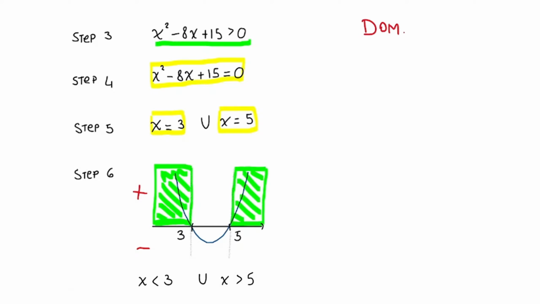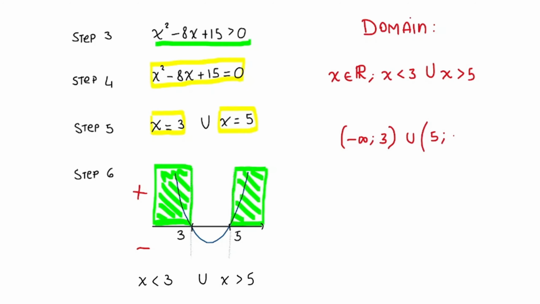Now we can write the domain. The domain is x belongs to the real numbers, such that x is less than 3 or x is greater than 5. We can also write this in interval notation as from negative infinity to 3, union from 5 to positive infinity. Now let's move to example 3.